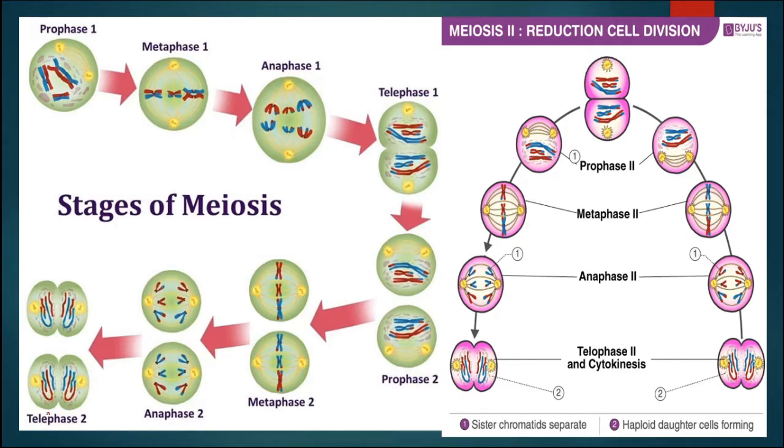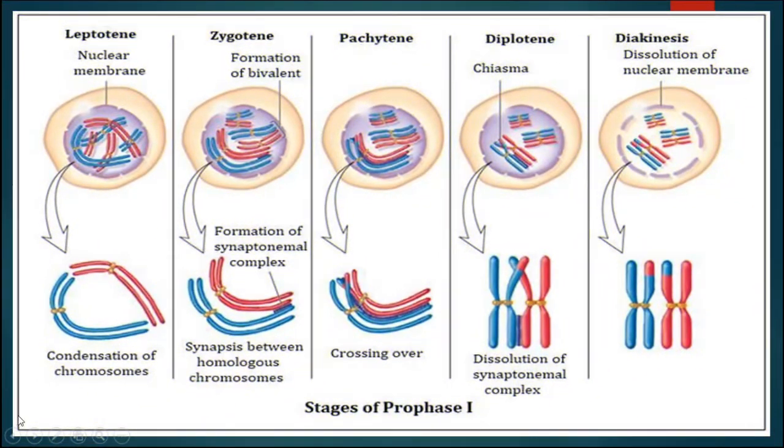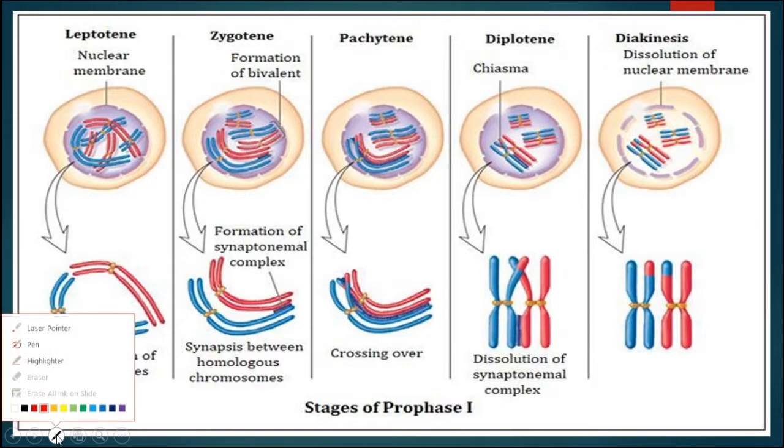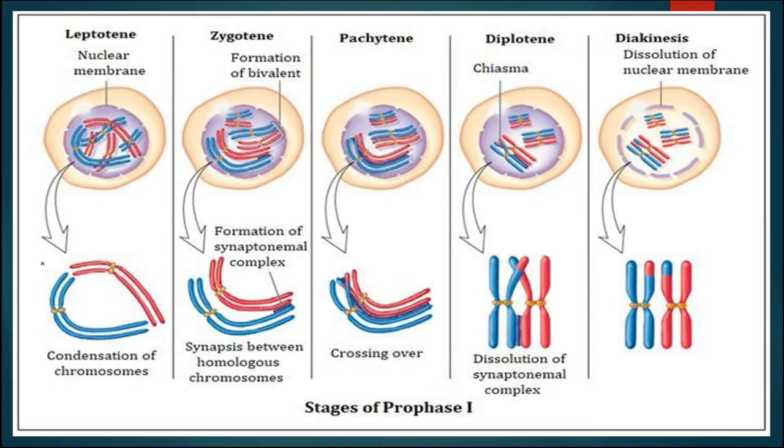Now we will discuss prophase 1, all the stages, in the next slide. This slide is showing the 5 different stages of prophase 1 of meiosis 1. The first stage is known as leptotene. In leptotene, the nuclear membrane will break down and finally disappear.